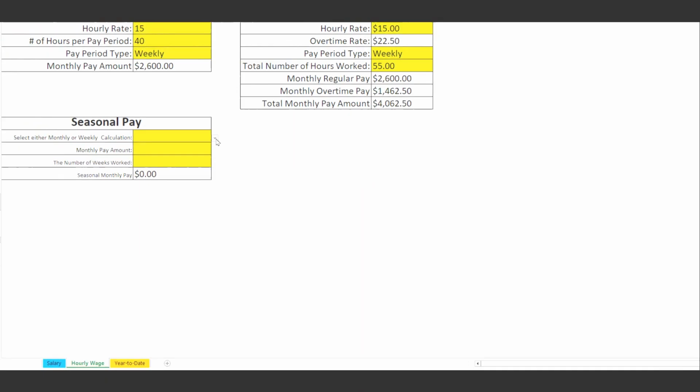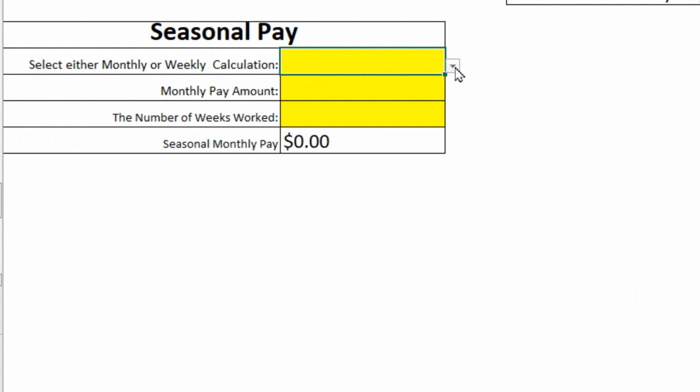Before moving on to year-to-date pay, let's see how the seasonal earnings calculator works. Here there are also 3 inputs, either monthly or weekly pay periods, the amount of money paid for each pay period, and the number of months or weeks worked during the season. Here, the parent works 10 weeks during the summer, making $350 per week, which amortized over 12 months, equals $291.67 per month in seasonal earnings.